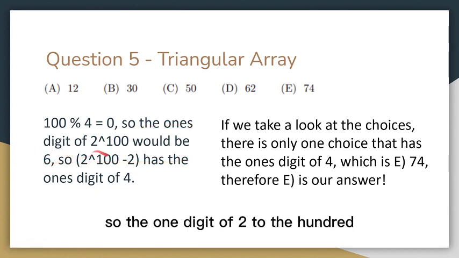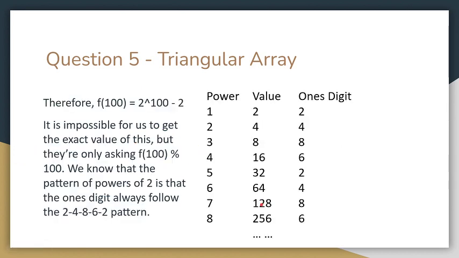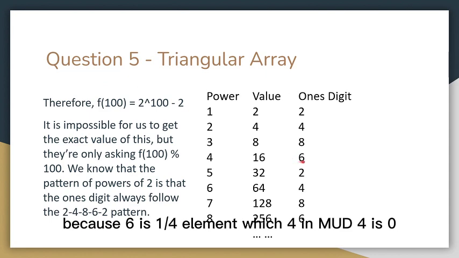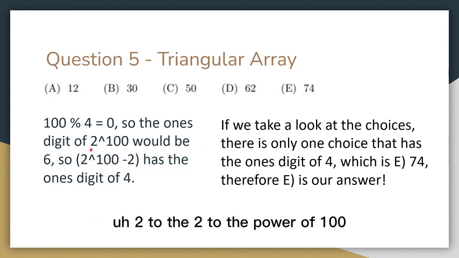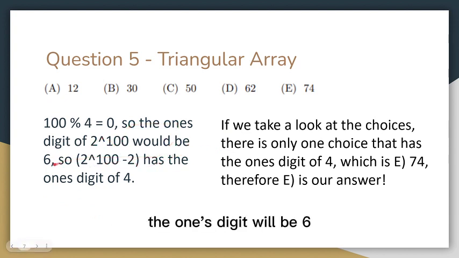So the ones digit of 2 to the 100 would be 6, because 6 is the fourth element, which in mod 4 is 0. So 2 to the power of 100, the ones digit will be 6.